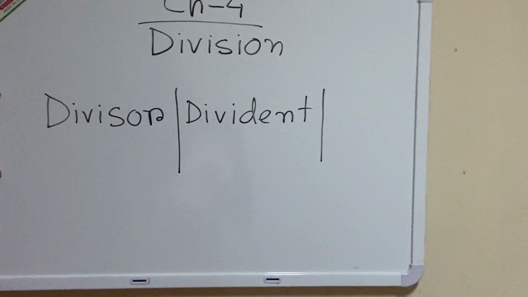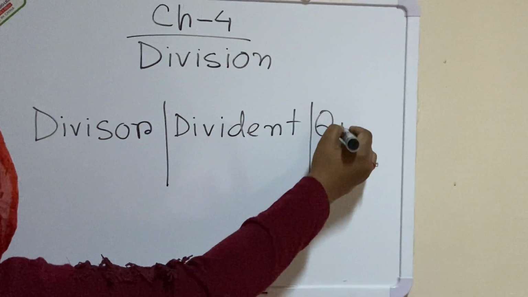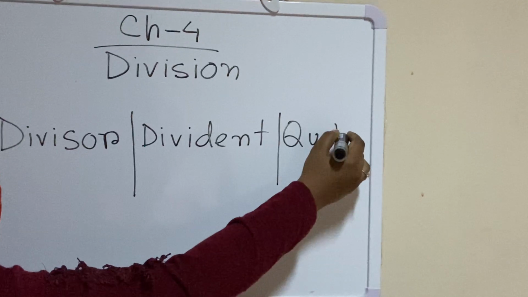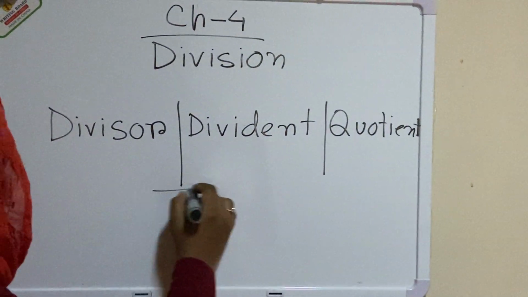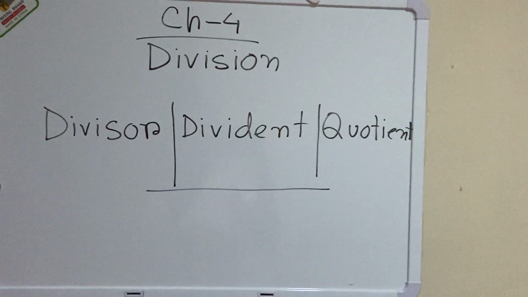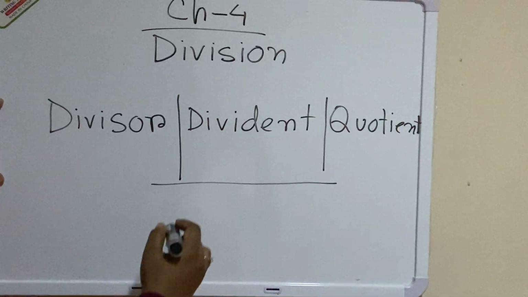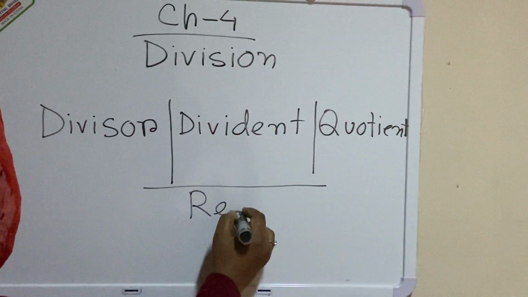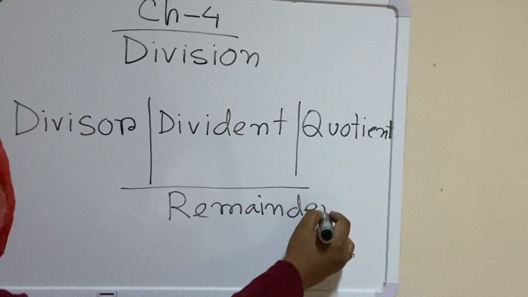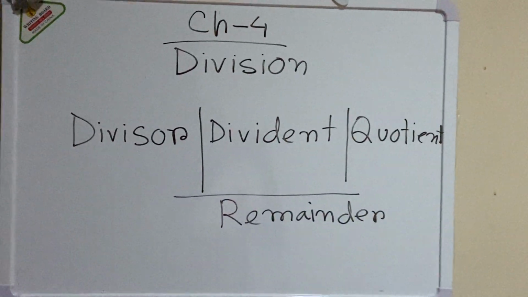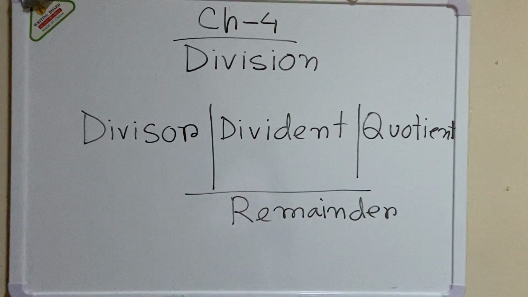And after doing the division, the number we get is called quotient. And after doing the division, if there is something remaining, maybe 0 or any other number, that is called remainder. Okay, write this format in your notebook.